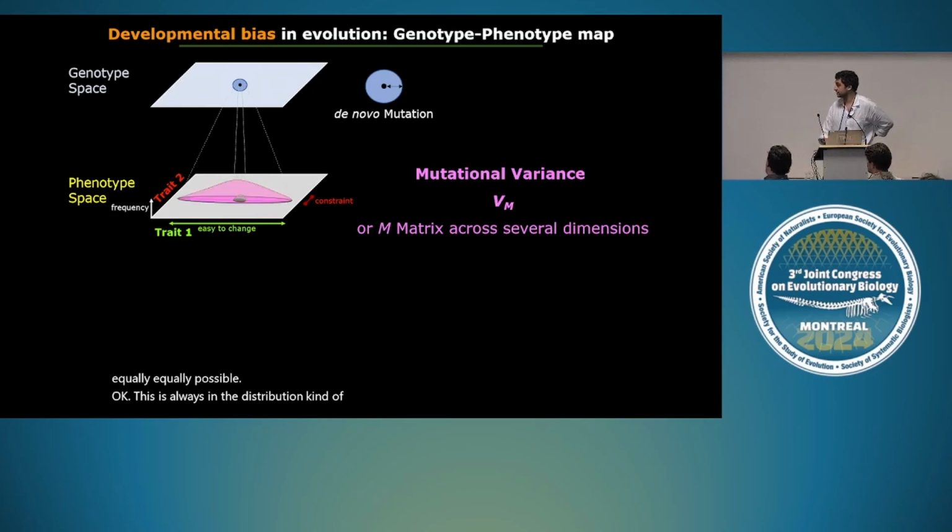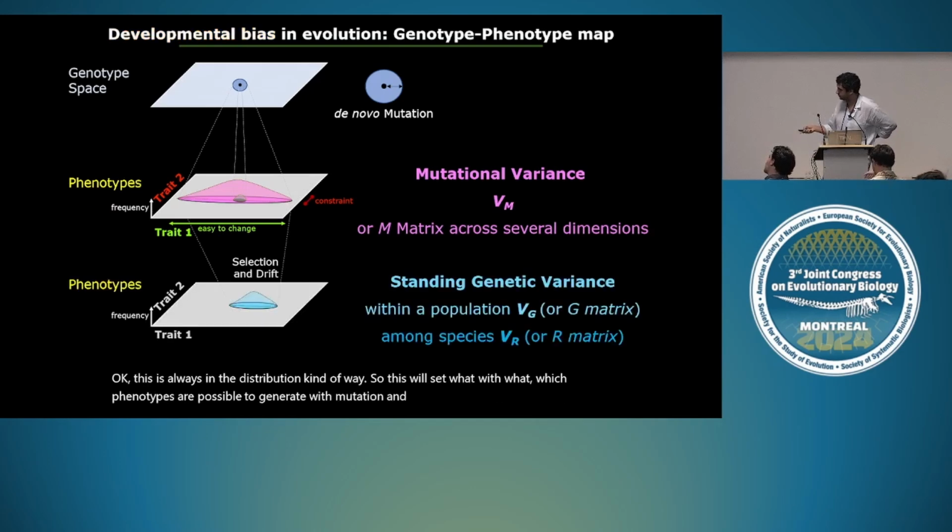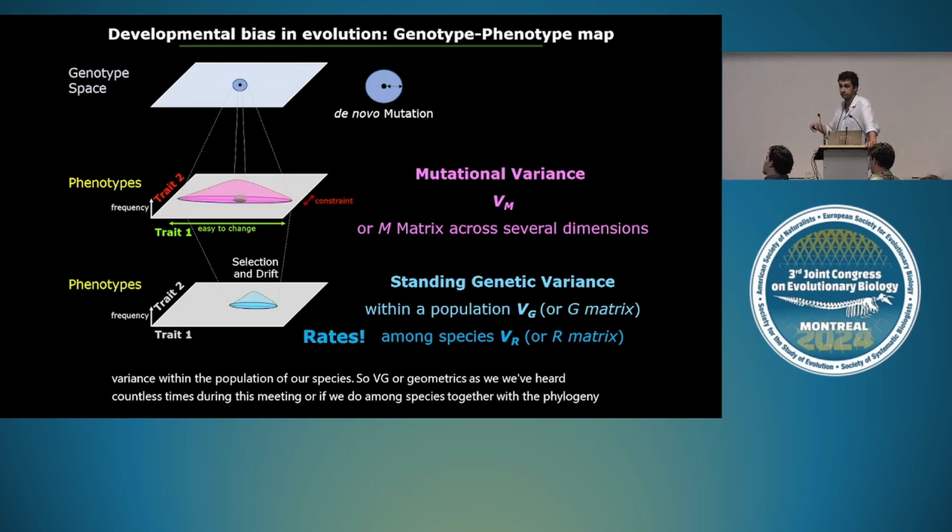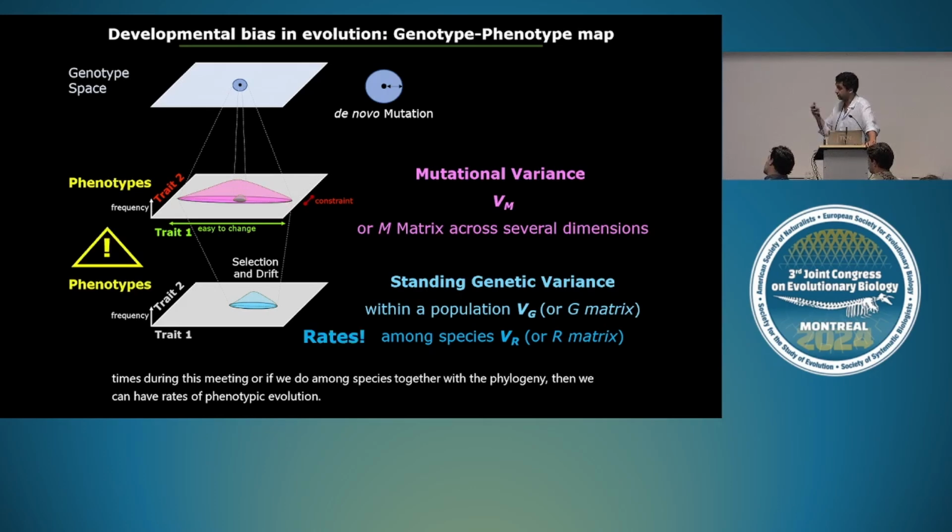So this will set which phenotypes are possible to generate with mutation, and then other evolutionary forces such as selection and drift will work on this variation, and we'll have the standing genetic variance within a population or species, so VG or the G matrix, as we've heard countless times during this meeting. Or if we do this among species together with a phylogeny, then we can have rates of phenotypic evolution. Just to highlight, I'll always be talking about phenotypes here, okay?